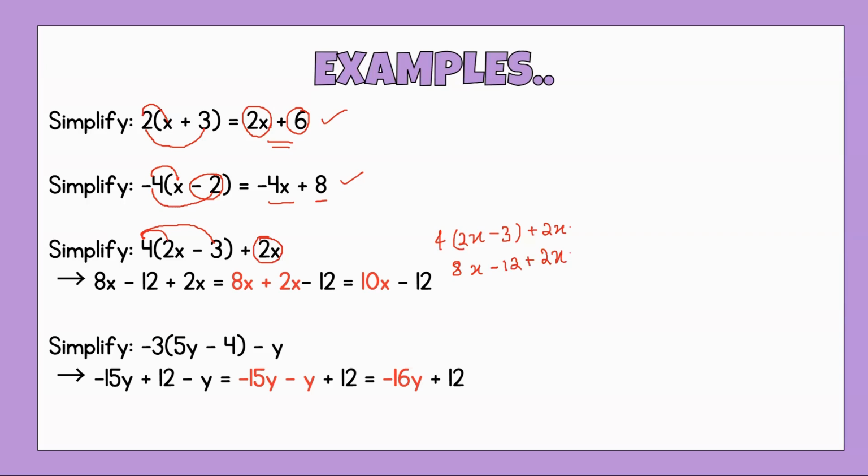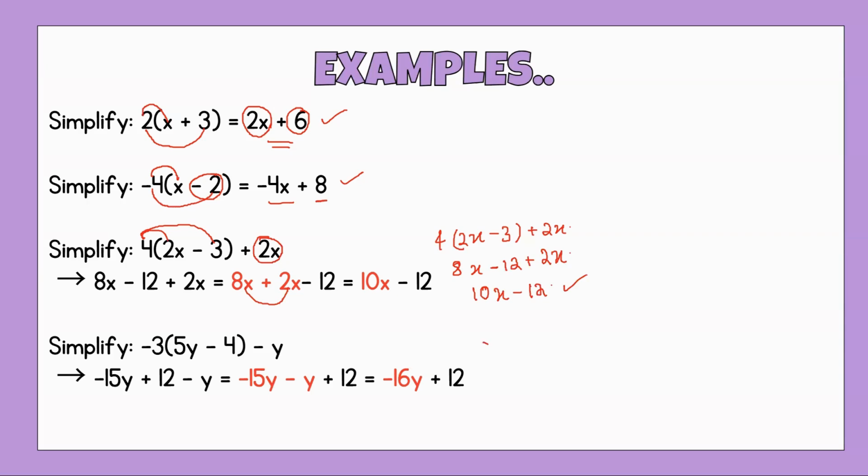How can we simplify this further? We just have to combine the like terms together. So 8x plus 2x. What is 8x plus 2x? 8x plus 2x equals 10x. 10x minus 12 will be your final answer. Okay, got it? Let's do another.